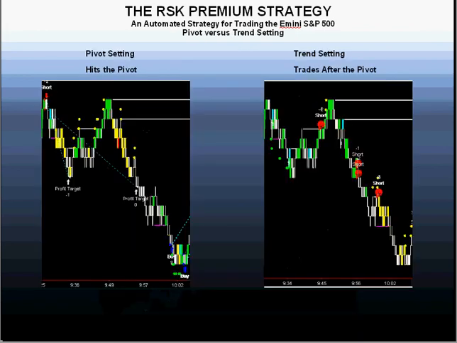Here we compare the pivot setting to the trend setting. The pivot takes place here. The trend is now down, and the trend setting picked up short trades here, here, and here. Again, the pivot setting has already fired off its best trade, and now to enter a trade after the move has taken place, the trend setting makes that possible.